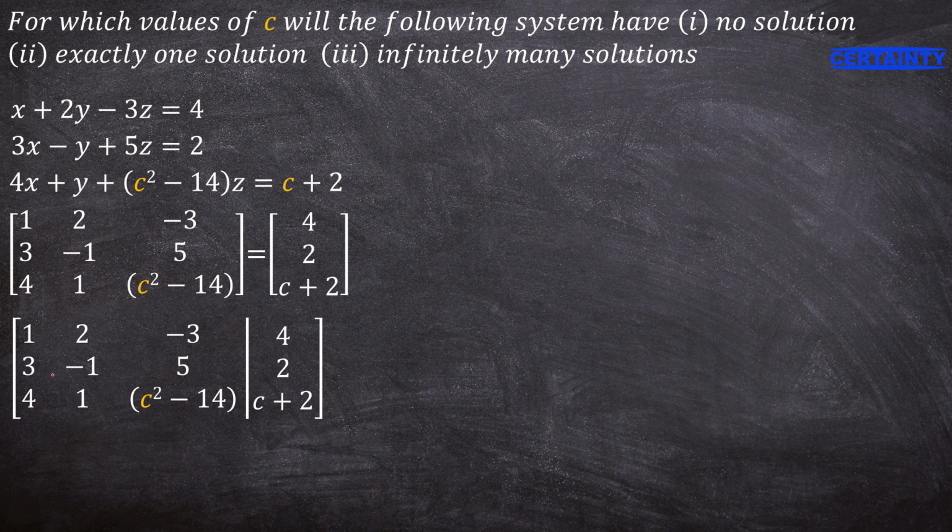So to reduce this to row echelon form, we need to have 0 right here, and 0 right here, and 0 right here. So I'm going to use row operations to reduce the matrix to row echelon form. I'm going to start by solving this 0, then go to this 0, and finally finish with this 0. That is the sequence that I like to work with.